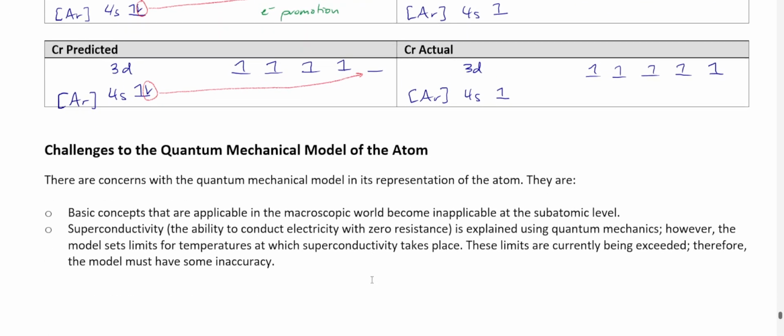Finally, there are some challenges to the quantum mechanical model, and they're listed here below.